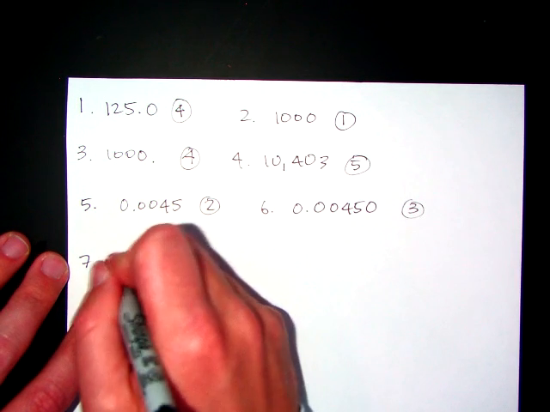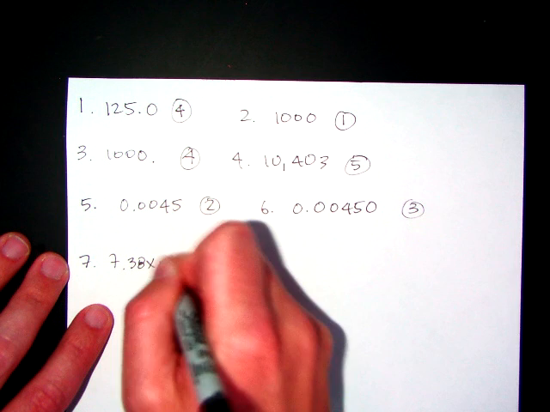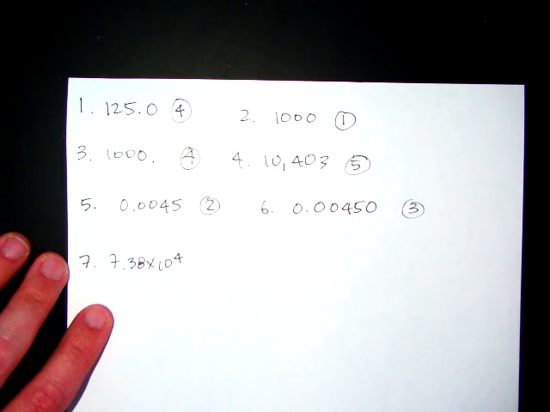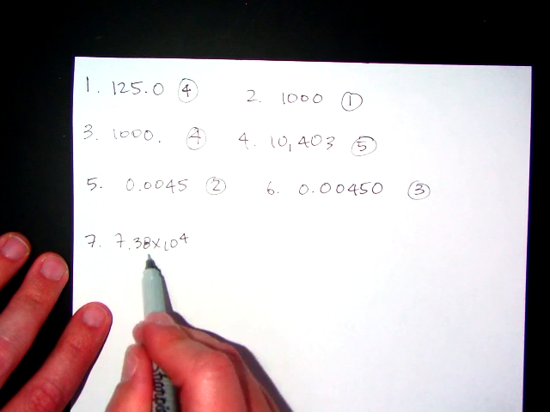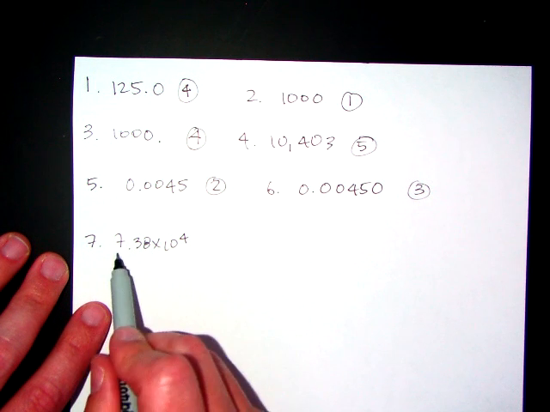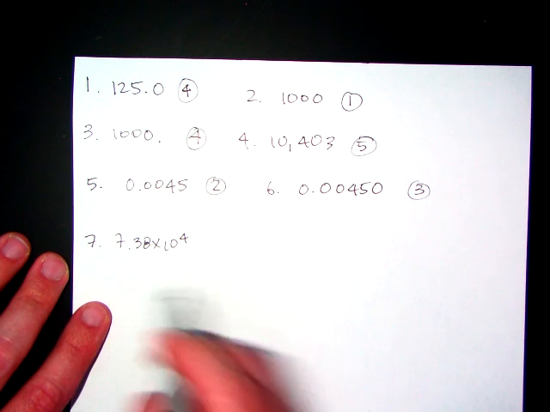Scientific notation, that works too. 7.38 times 10 to the 4th. You're assuming everything after the 8 is a 0, which is just a placeholder, so the only significant figures are these 3 right here. 3 significant figures, 7.38.